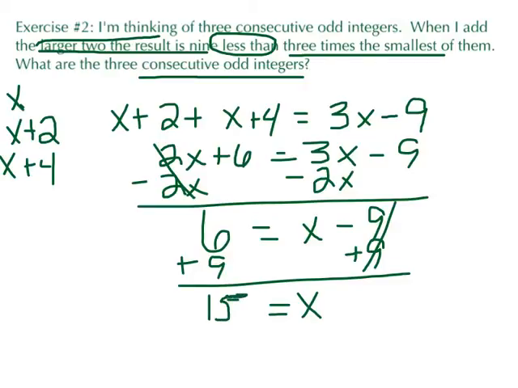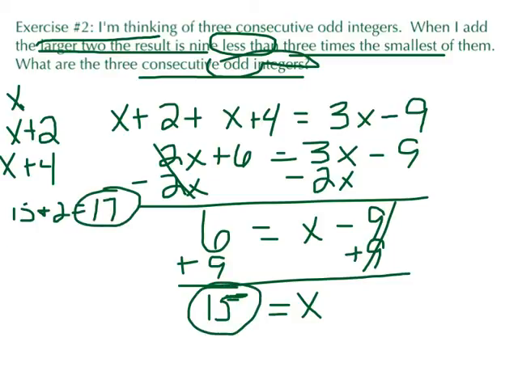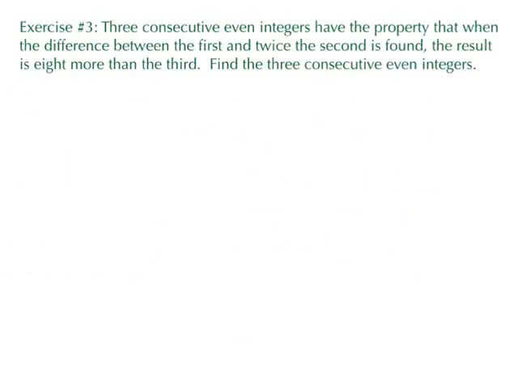X is going to give me 15. Is that an odd number? That's one way of checking. Is it an odd integer? Yes, it is. So now all we have to do is find my other integers. So I have 15 plus 2 gives me 17. So that's 1. And then I have 15 plus 4, which gives me 19. And that's my third odd integer.